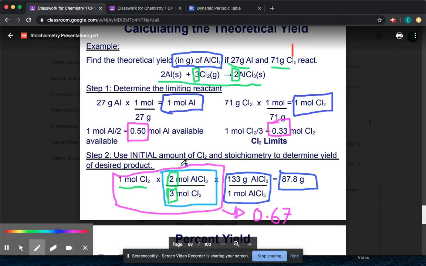So if this reaction goes perfectly, no hitches, we get a 100% conversion, we will get 87.8 grams. Okay, this is our theoretical yield. It's what we're supposed to get if everything goes perfectly.